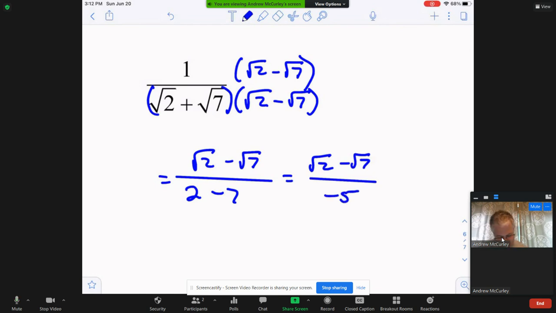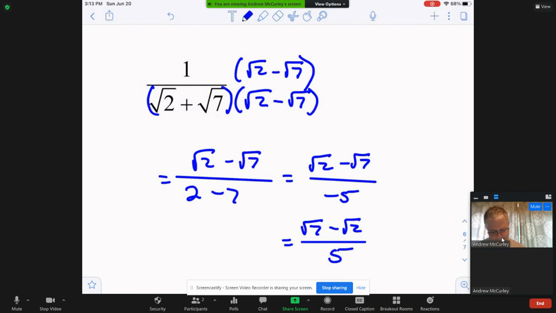But you're really not supposed to have negatives in the denominator. So I would say, how about root 7 minus root 2 over 5? I just took that negative out, distributed through it, and switched those two terms around. But you've got to use the conjugate. That's going to happen a lot.